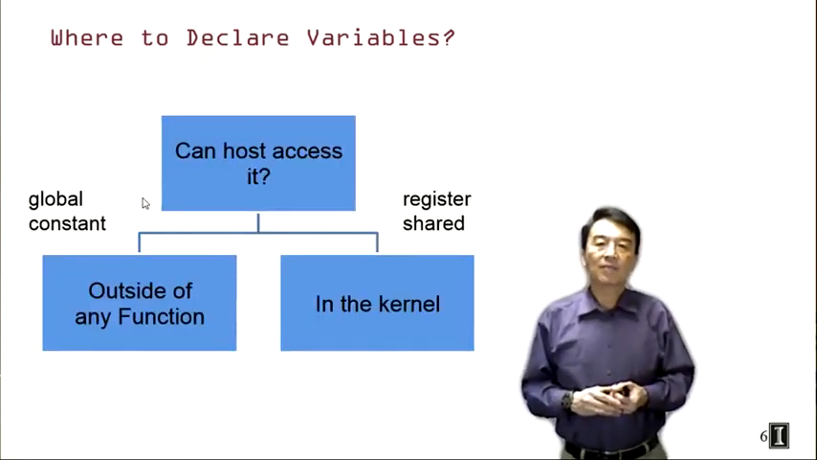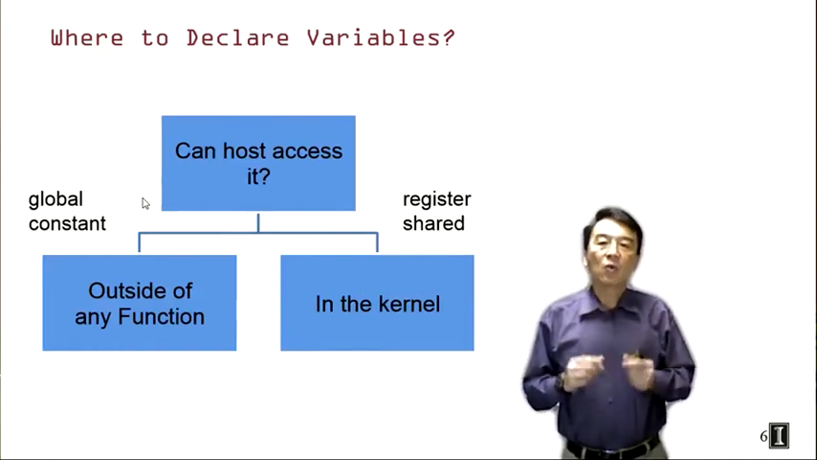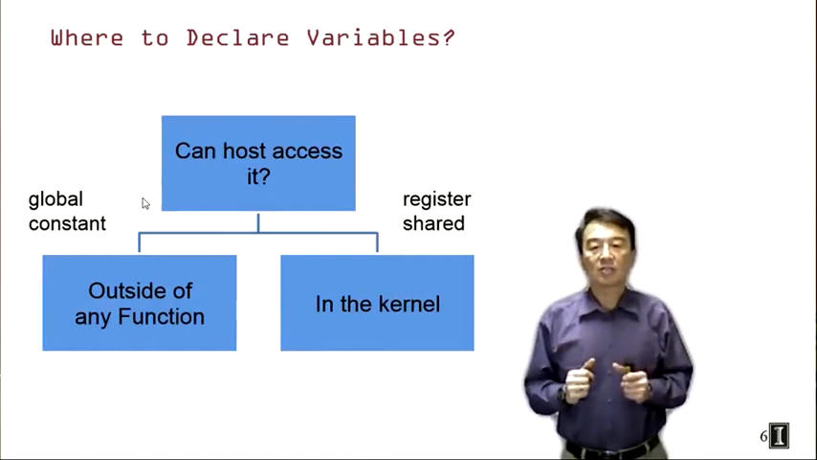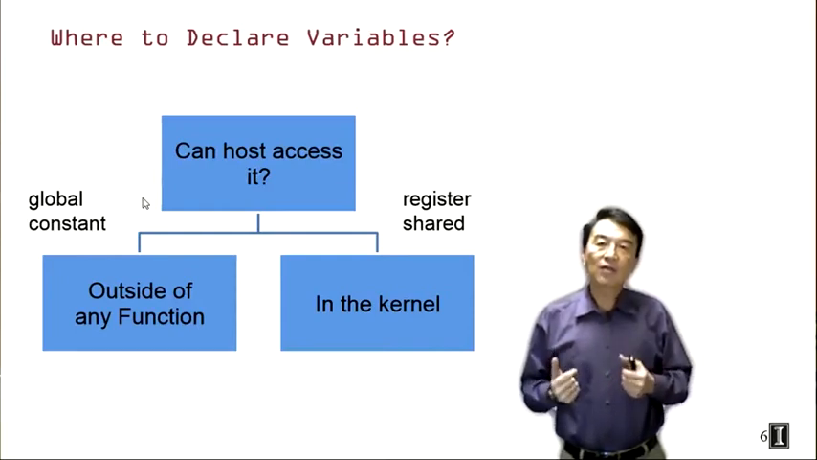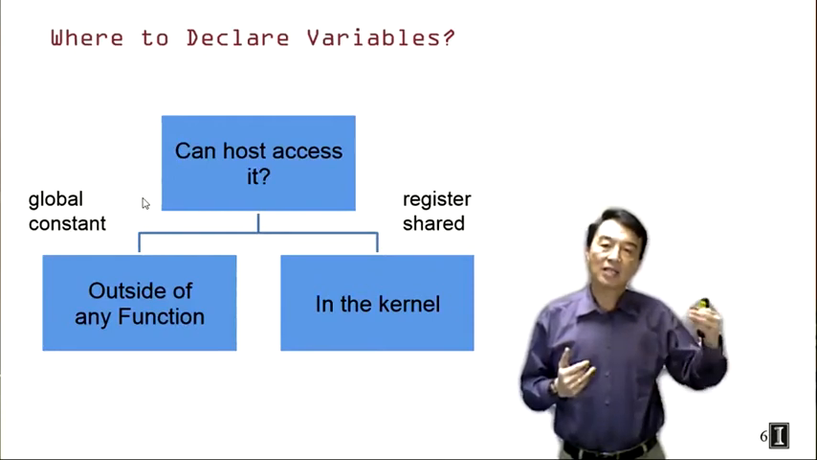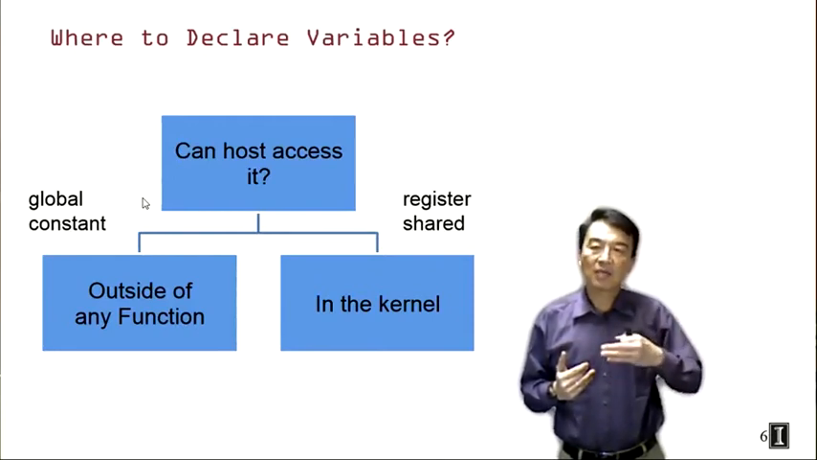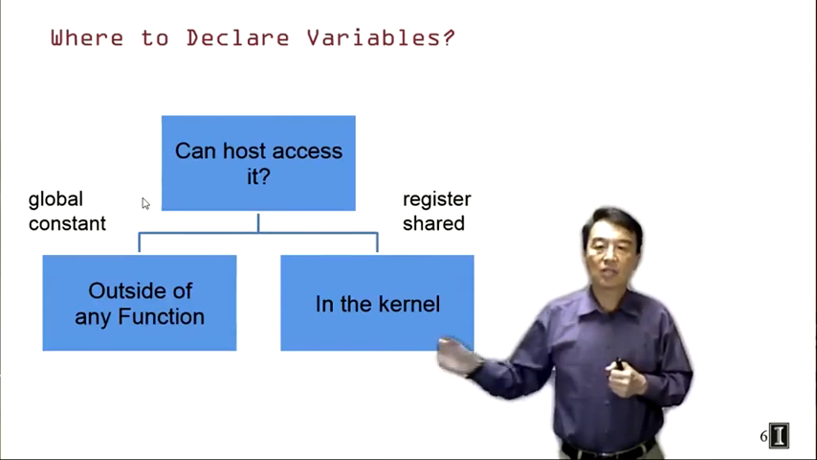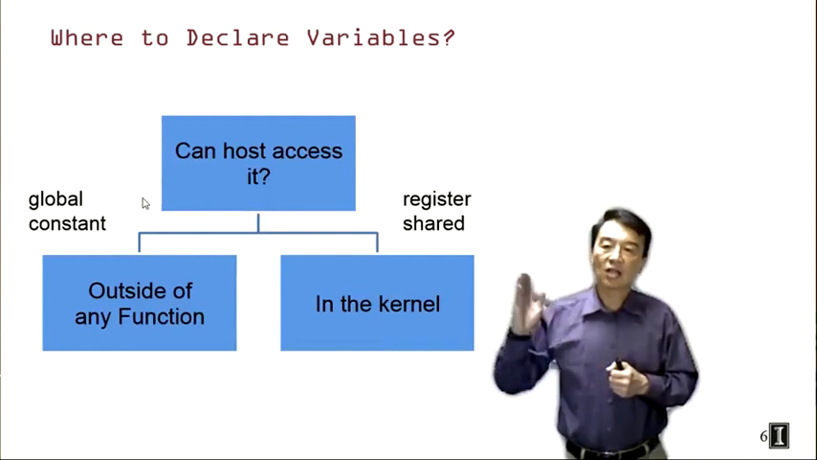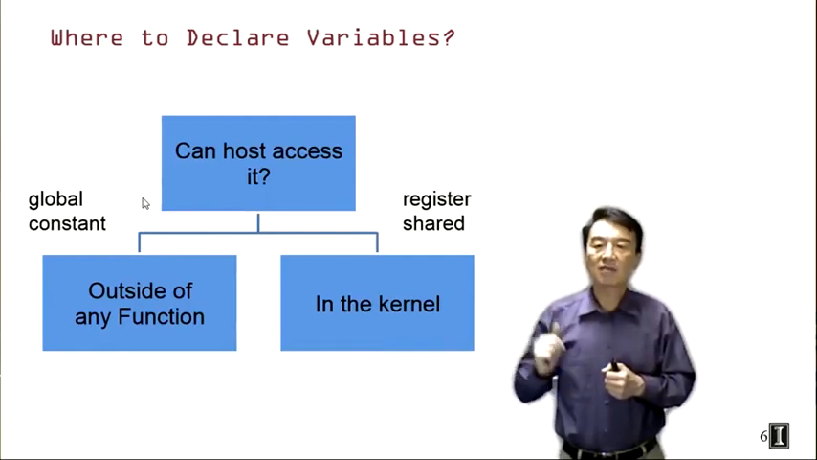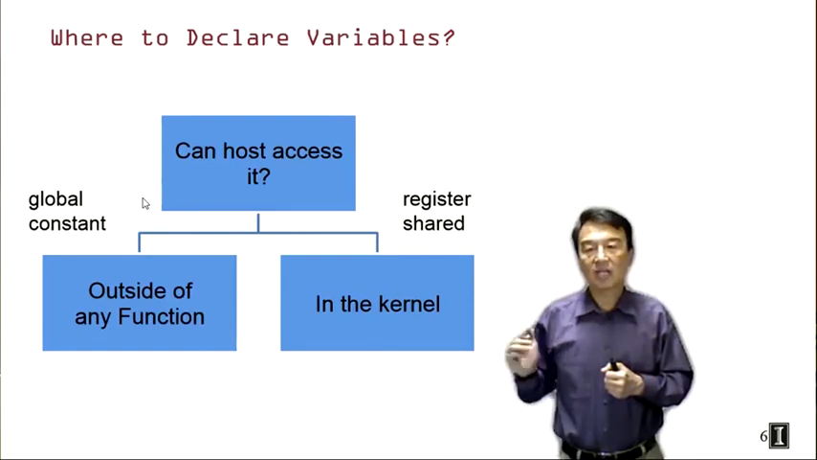So here is a slide that summarizes where we can make these declarations. The rule is actually quite simple. Whenever you have a variable, you should ask yourself, can the host access the variable? If you want the host to access the variable by, let's say, doing cudaMemcpy into these variables, then you will need to declare the variables outside any function. The global memory variables and constant memory variables are in that category. So these declarations will always be outside any of the functions.